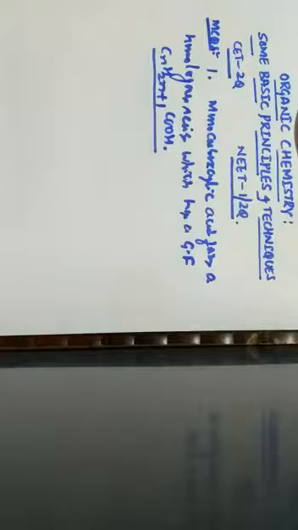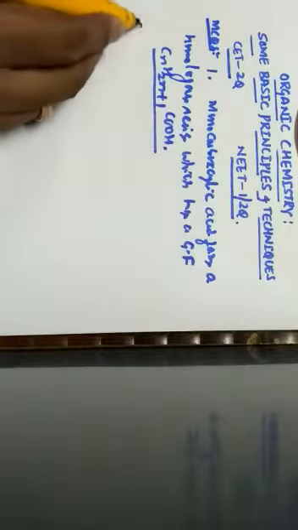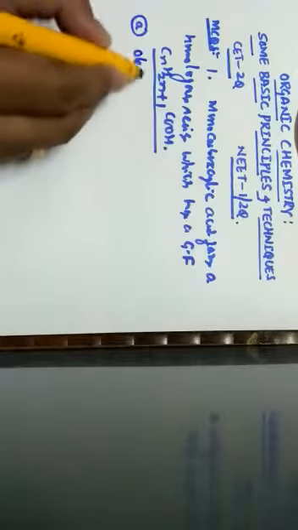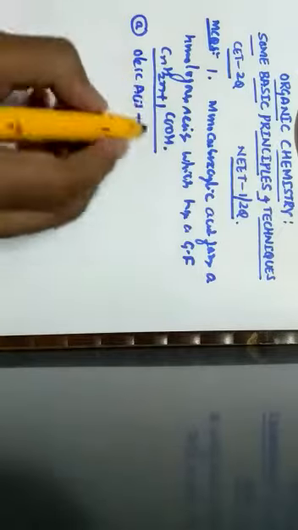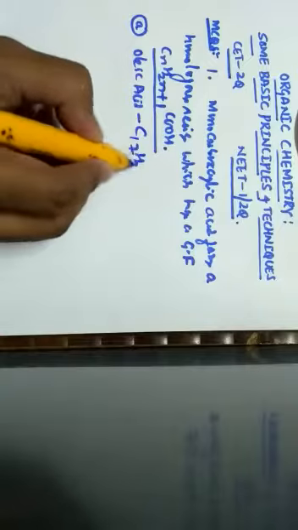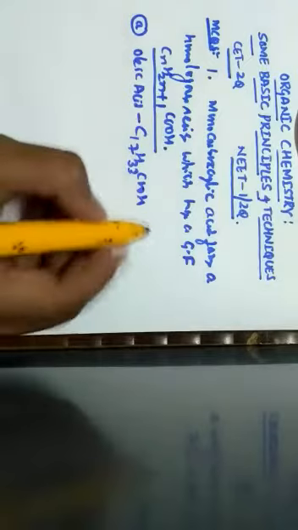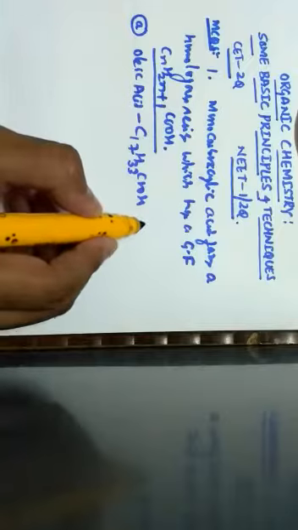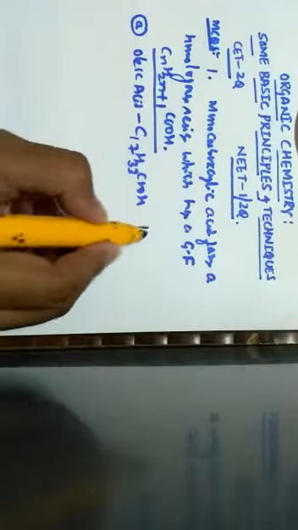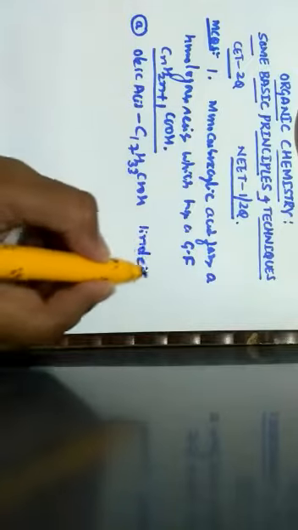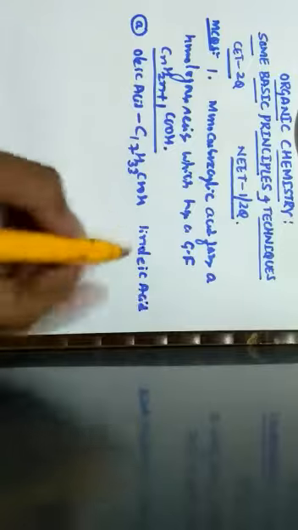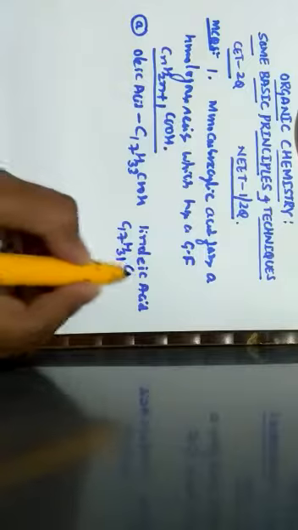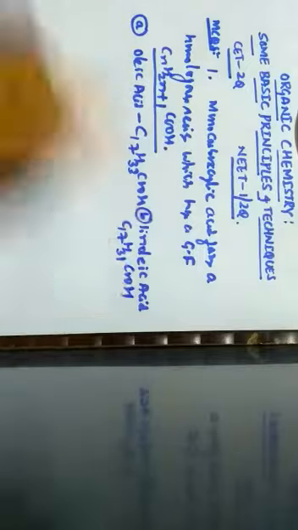So when we go through this general formula CnH2n plus 1 COOH, they have given 4 different examples. So first let us write the formulas of all these examples. First one is oleic acid. Oleic acid is given by the formula C17H33COOH. The second one they have given is linoleic acid. This linoleic acid is given by the formula C17H31COOH.